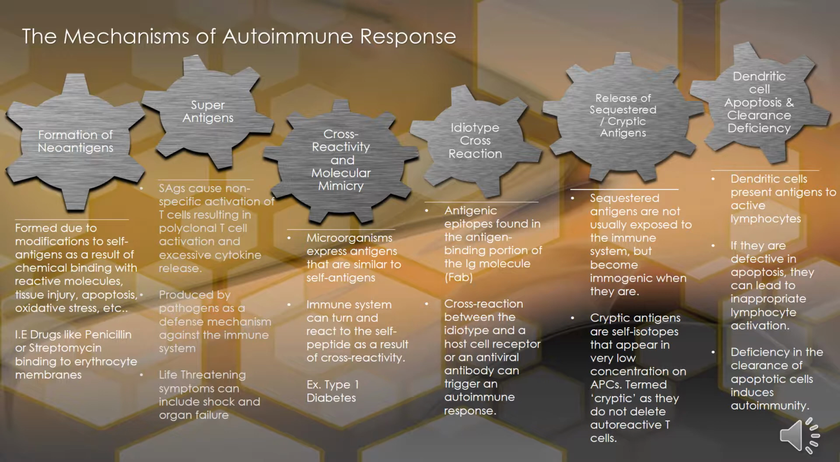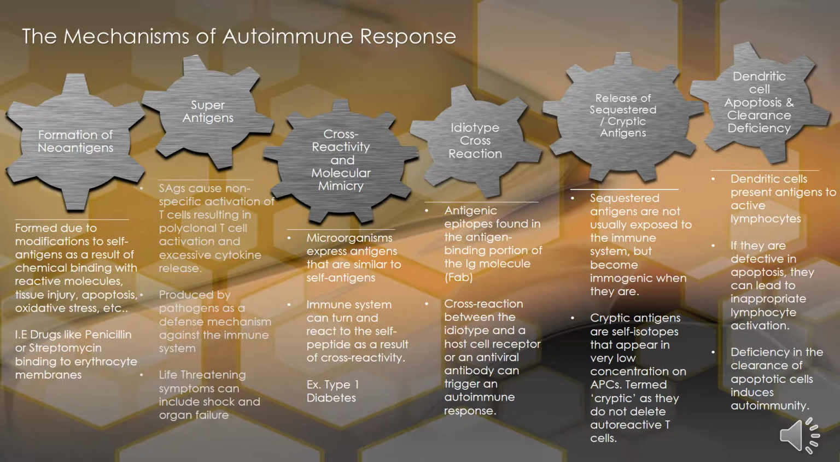Idiotype cross-reactions. An idiotype is an antigenic epitope found in the antigen-binding portion of immunoglobulin molecules, or the Fab. A cross-reaction between the idiotype and a host cell receptor or an antiviral antibody can trigger an autoimmune response.